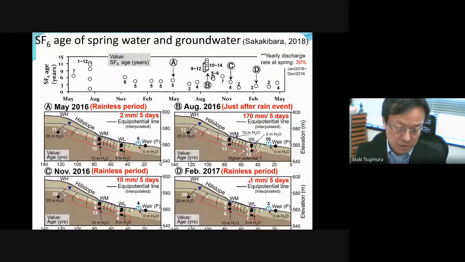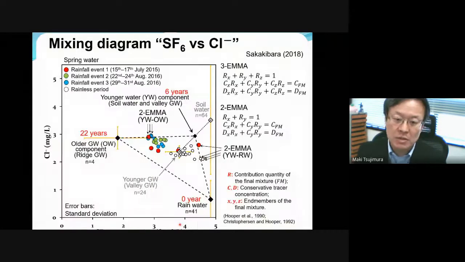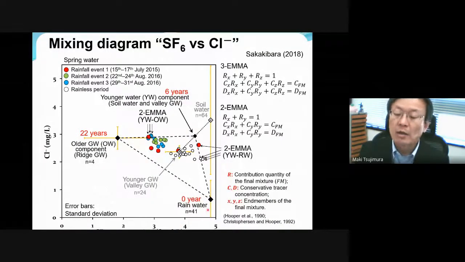So, looking at the groundwater age during the rainless period and just after a rainfall event: during the rainfall event or soon after it, the age of the groundwater, shown in white color, is higher or longer compared with that during the rainless period. So during rainfall events, the groundwater age should be longer, leading to a longer spring water age.